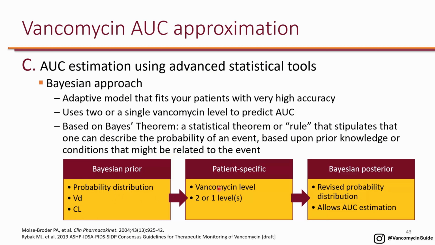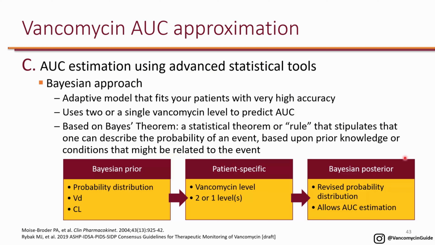And then once you get the vancomycin level, either 2 levels or 1 level, you put them in the Bayesian model, and from these you get the Bayesian posterior. So it basically revises that probability distribution that was population kinetics to adapt the model to the patient. This allows AUC estimation, and it is very accurate.